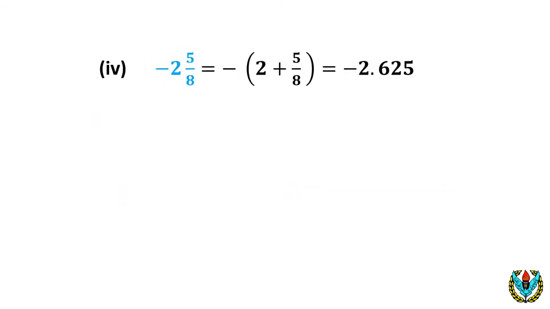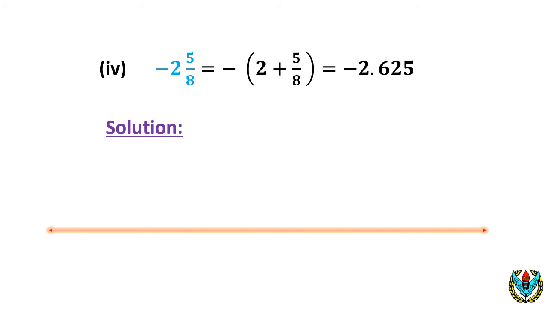Part 4, minus 2 whole number 5 by 8. Dear students, we can write this number as minus, in brackets, 2 plus 5 by 8, that is equal to minus 2.625. The solution is to show this number on the number line. We can see that this number is less than minus 2 and greater than minus 3. So this number will be in between minus 2 and minus 3.